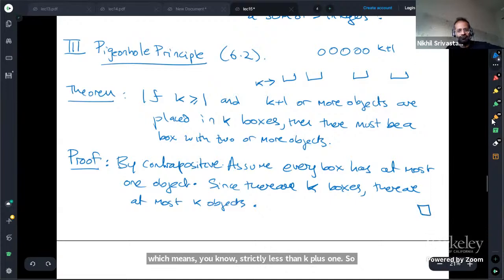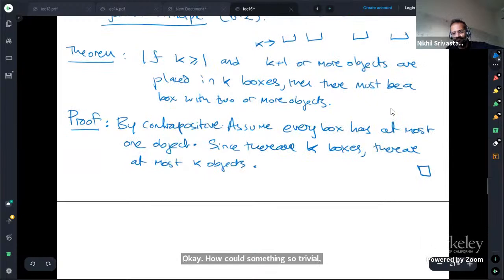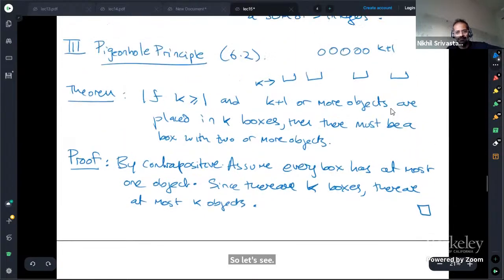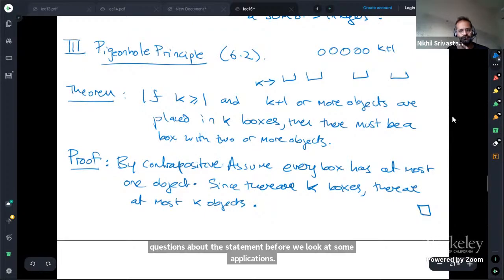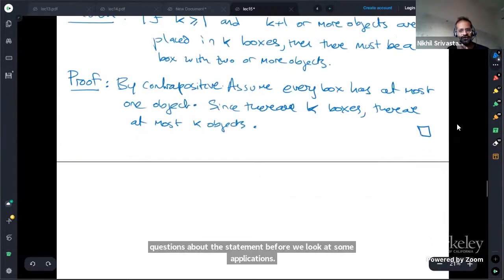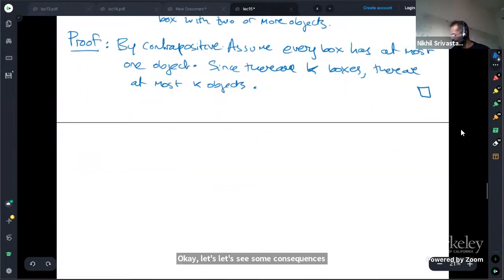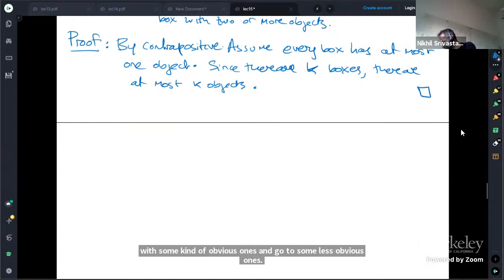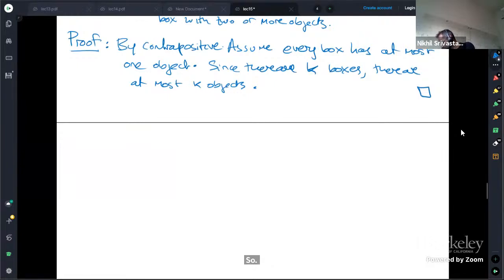Okay, how could something so trivial be useful? So let's see. Any questions about the statement before we look at some applications? Okay, let's see some consequences of this. So we'll start with some kind of obvious ones and go to some less obvious ones.